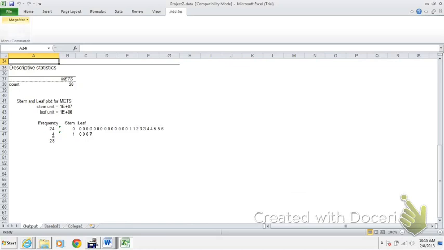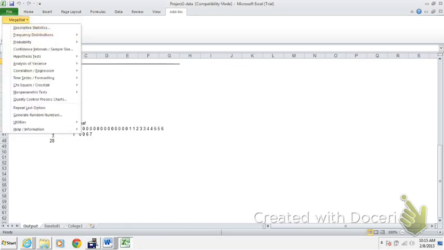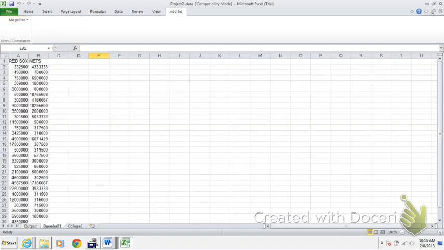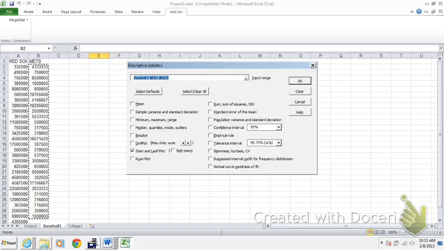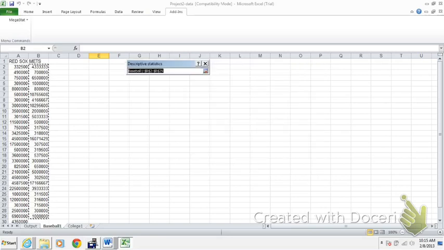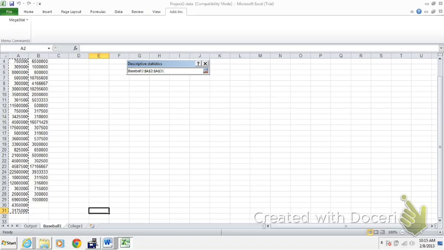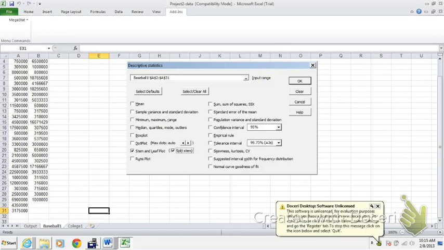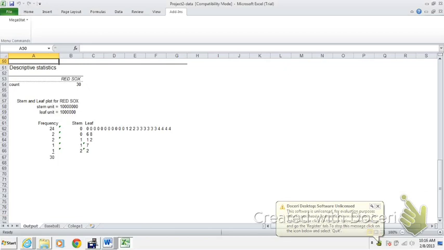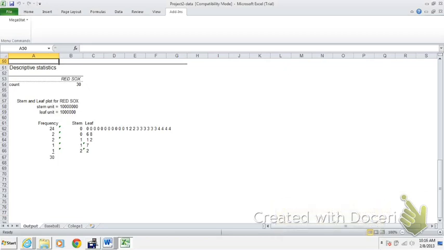Let's take a look. Let's go back, MegaStat. Oh, let me be back on the data set. Let's go MegaStat, descriptives. Okay, input range. This time I'm going to highlight the Red Sox. And this time I'm going to check split stem and hit OK. Okay, so now we're getting a feel.